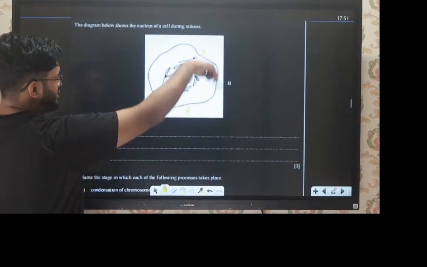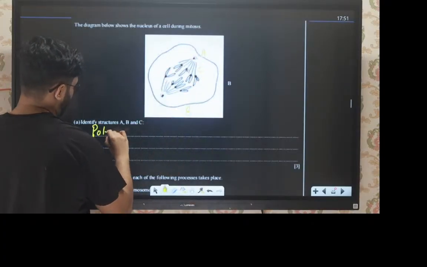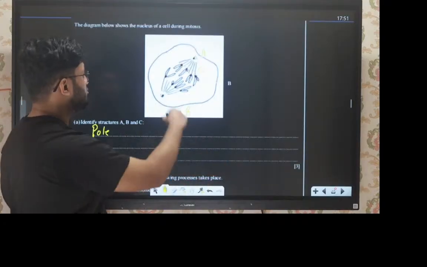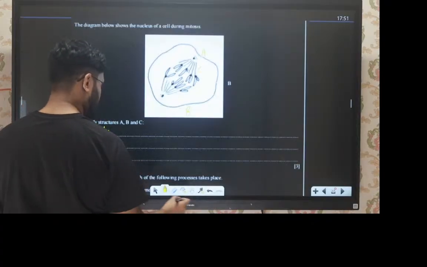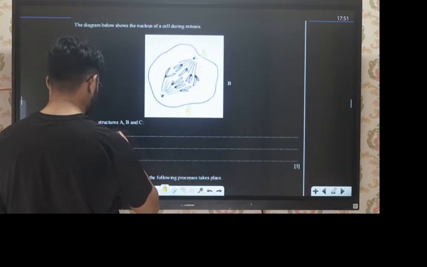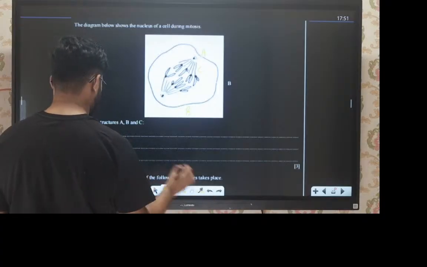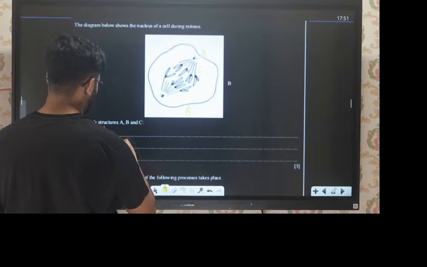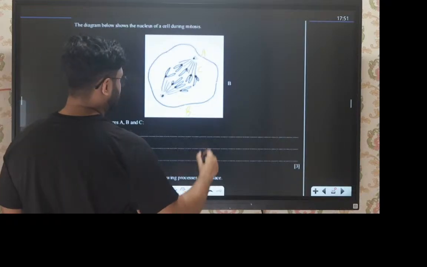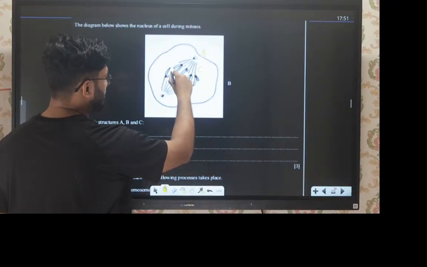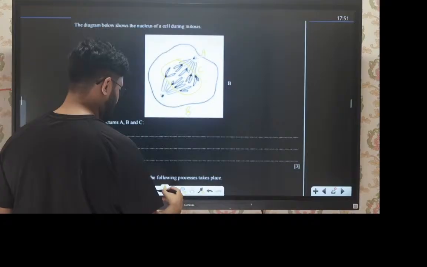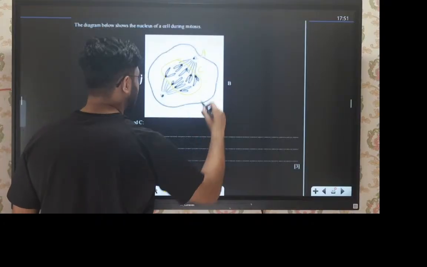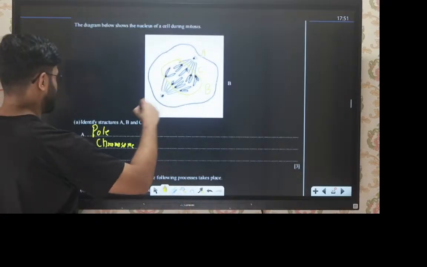A is pretty much understandable. It's a pole. And B, the whole thing, is a chromosome. How did I know it's the chromosome? Because as you can see, these things, these are the chromosomes. So my bad, I should just put this here. There you go. This is B, alright? So this will be chromosome.